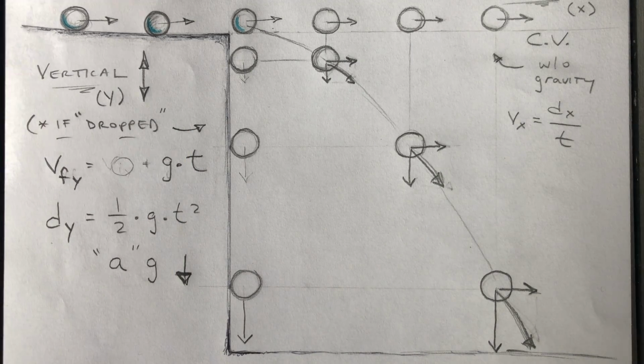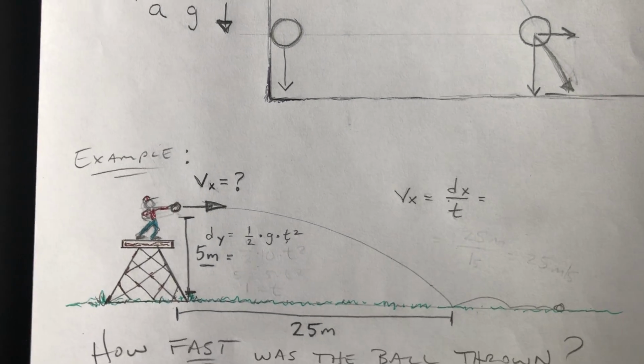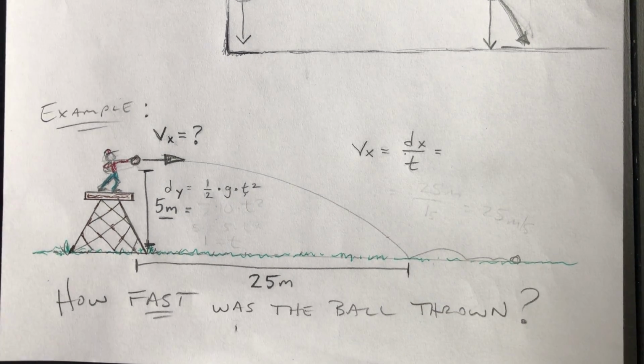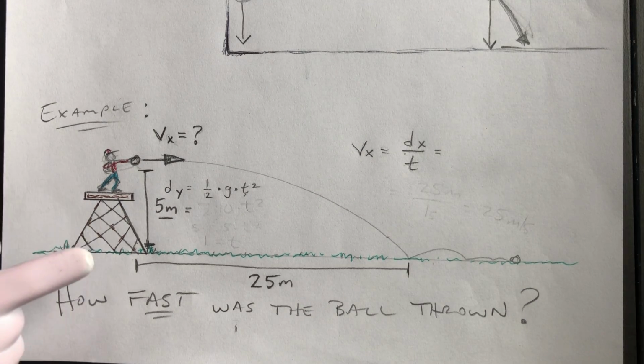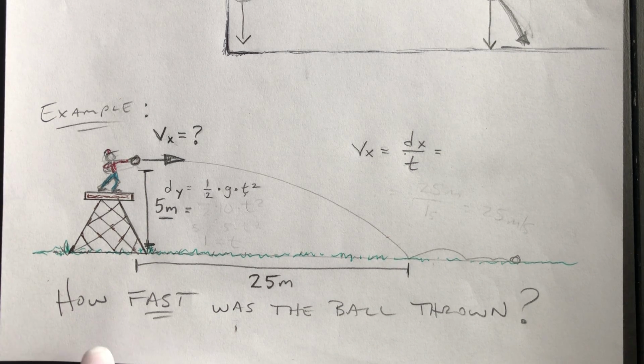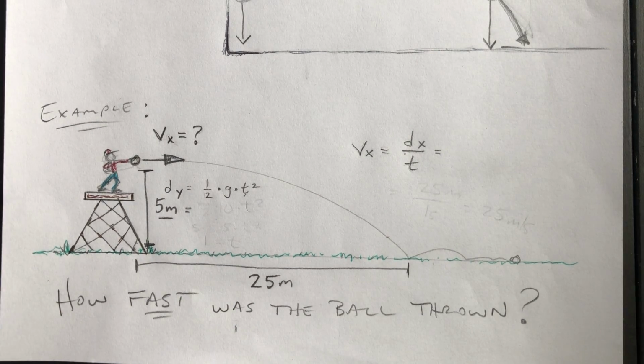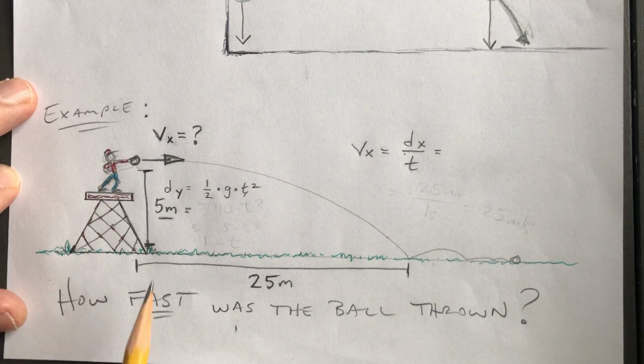Let's do an example problem. Let's do an example problem of something that was launched horizontally. So let's say you climb this tower, small little tower, 5 meters up high, and you were to toss a ball exactly horizontal, nice and fast. If the ball traveled a distance of 25 meters, can you figure out how fast that ball was thrown? Well, first thing we'd want to do is figure out how much time it took for this ball to fall.